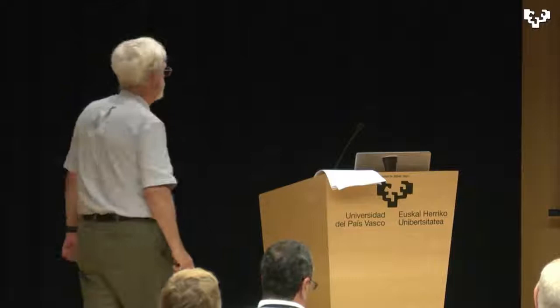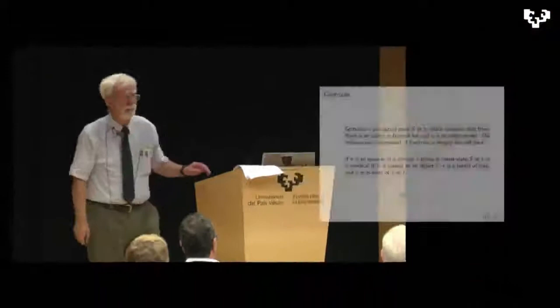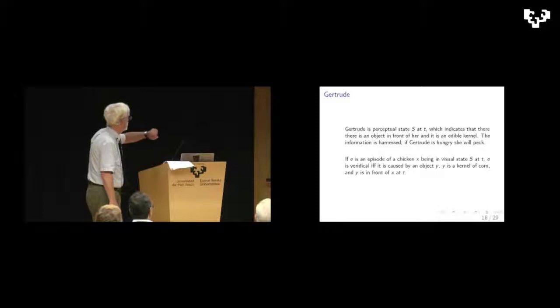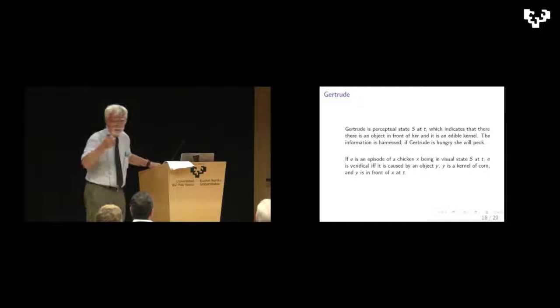Now, poor Gertrude, before we cooked her, same thing. She's in a perceptual state S, which indicates that there's an object in front of her and it's an edible kernel. The information is harnessed. Harnessed means that there's a structure where the indicated property has a function of causing action.